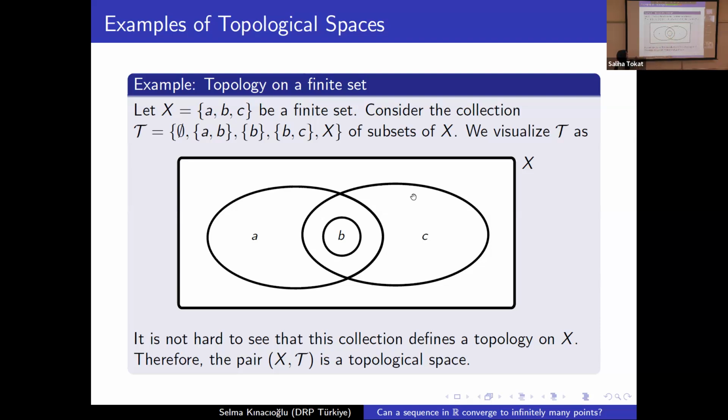When I take the intersection of two subsets, I will find an empty set. So this belongs to T. At the same time, when I choose the whole X, it will be in T as well. So here we can say that we can define a topological space by this scheme, to imagine it more easily.